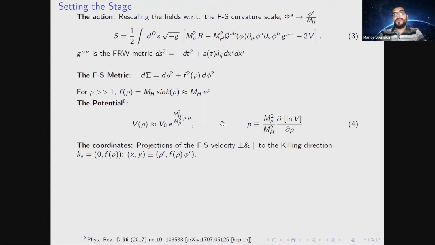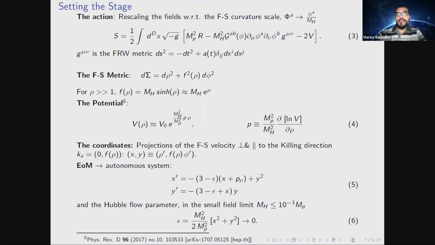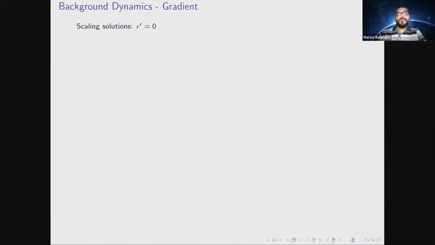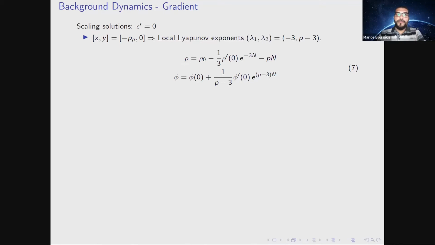We can then transform into a coordinate system with unit vectors parallel and normal to the Killing direction, and observe that the equations of motion then result into an autonomous system. We constrain ourselves in the zeta space by constraining the field space curvature scale to be a lot smaller than the Planck mass. With these considerations, we can turn to scaling solutions, solutions with epsilon prime being 0. One such solution for the autonomous system is the gradient one, in which there is no angular velocity and the radial velocity takes on this minus p rho value.